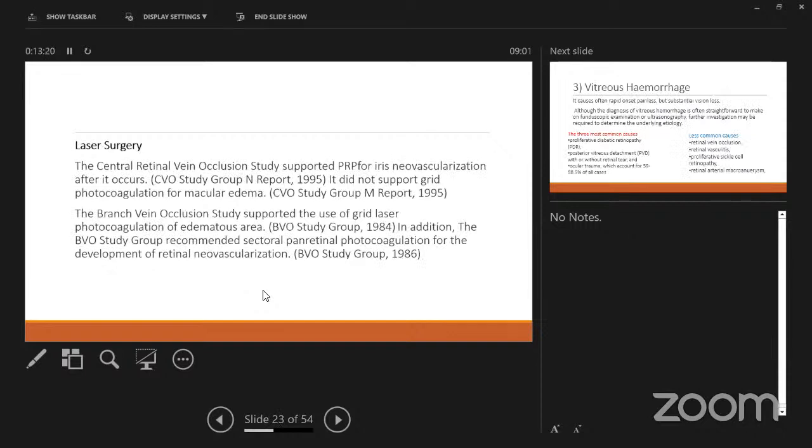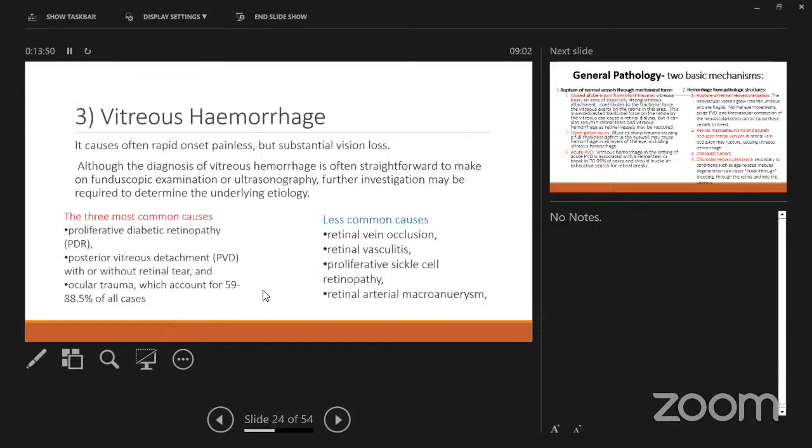The next modality is laser. The two landmark studies in the use of laser were CVOS and BVOS. The CVOS study supported use of PRP for iris neovascularization, but did not support grid photocoagulation for macular edema. Whereas the BVOS study supported use of grid laser for edema, and in addition also supported sectoral panretinal photocoagulation. So CVOS did not approve the grid laser, whereas BVOS approved the grid laser for edema.